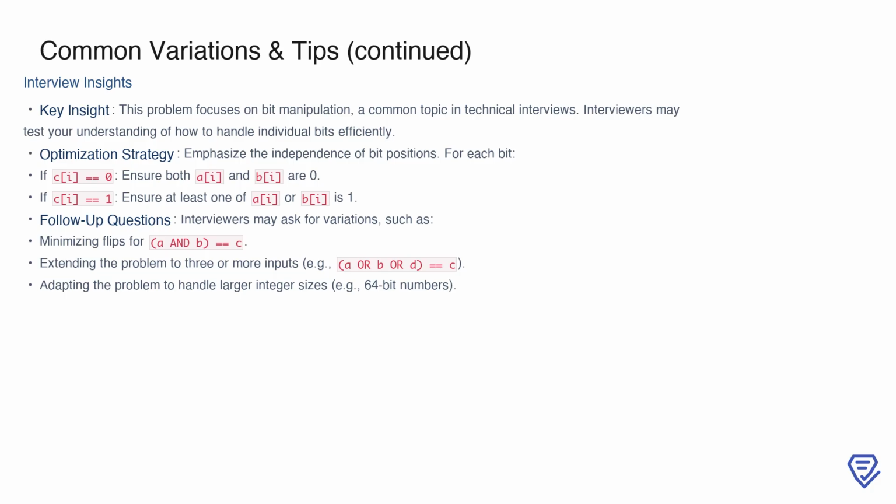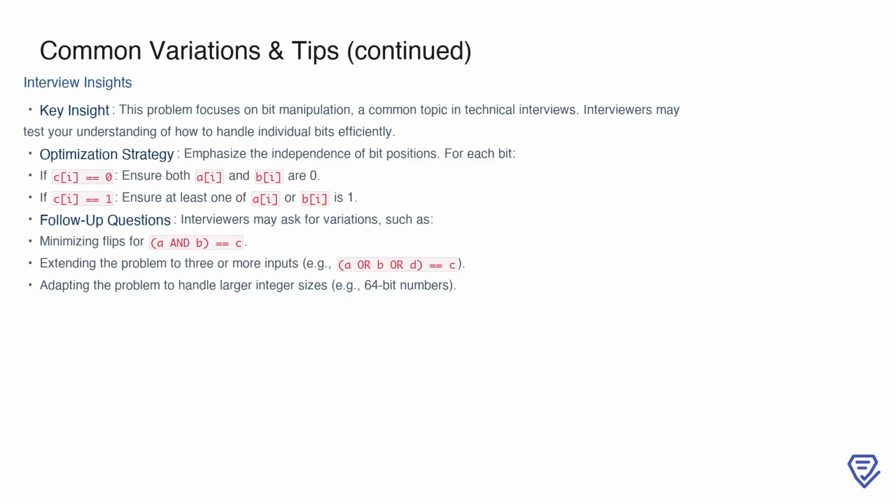This problem is a classic example of bit manipulation, which is a favorite topic in technical interviews. Interviewers often want to see how well you can handle individual bits efficiently. One key optimization here is to realize the independence of each bit. For instance, if a bit in C is 0, you must ensure that the corresponding bits in both A and B are 0. On the other hand, if the bit in C is 1, you need at least one of A or B to have a 1 in that position.